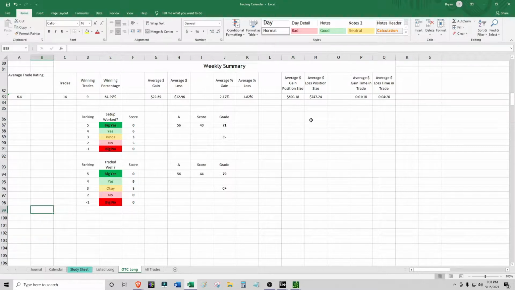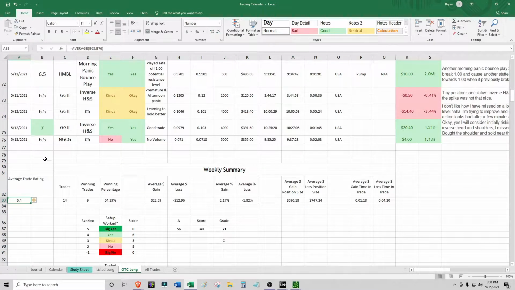You know, just to see how I'm doing, and overall my average trade rating, the rating I give myself. So here's the date, what I rate the trade, the ticker, the setup, did the setup work, did I trade it well, and a quick summarization of something I need to work on or something I did well. And this is my entry, exit, position size, dollar position size, time I got in, time I got out, time I was in the trade.